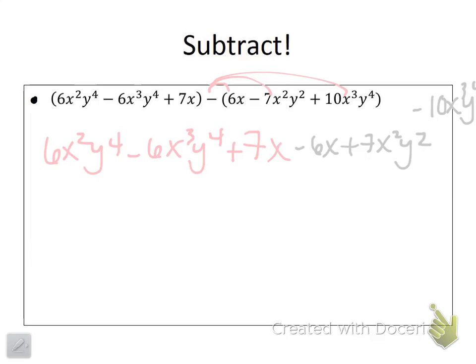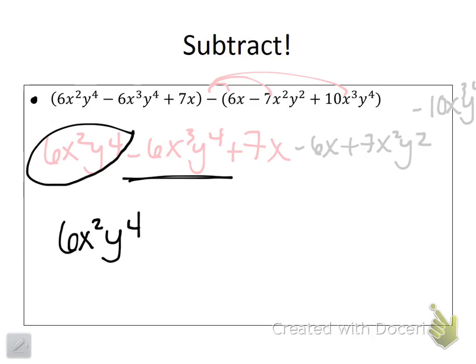Okay, let's combine them. So I'm going to look for 6x squared y to the 4th. So this last one, 6x squared y to the 4th. We don't have any others, because I don't have any that are x squared and y to the 4th, so I'm going to drop it down.